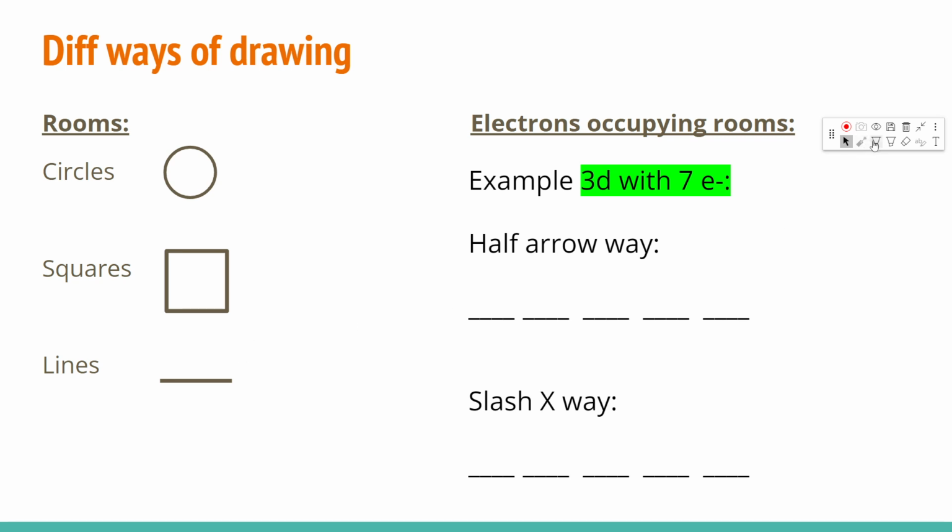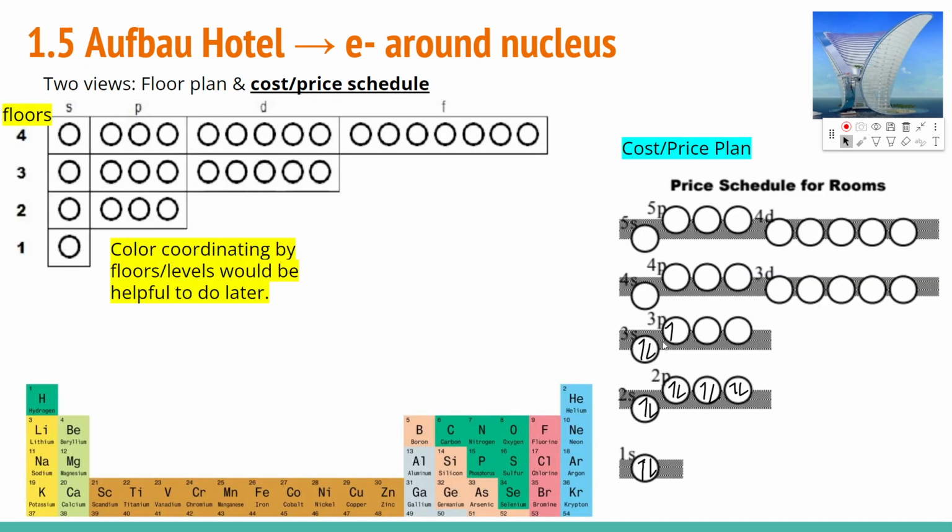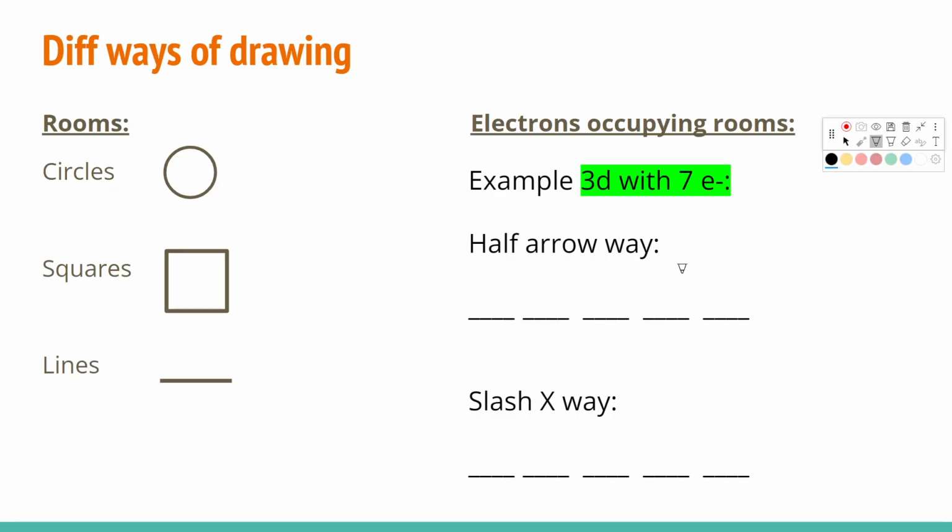If I wanted to do 3D with 7 electrons in it, there are 2 ways to draw it. Earlier you saw me draw, let's go back, with these kind of half arrow things. So I'm going to do those half arrow things again. If this was the 3D area, I'd go 1, 2, 3, 4, 5, 6, 7. There is another way to do it called the slash way. So the slash way would go 1, 2, 3, 4, 5, 6, 7. Again, it's another way of doing it. The most common way is the half arrow way here, but the slash way works as well.